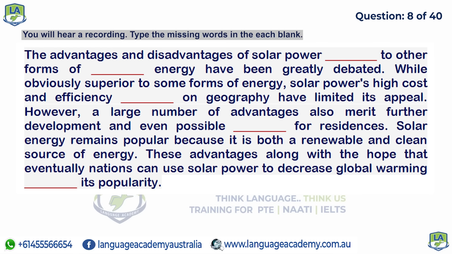The advantages and disadvantages of solar power compared to other forms of renewable energy have been greatly debated. While obviously superior to some forms of energy, solar power's high cost and efficiency dependent on geography have limited its appeal. However, a large number of advantages also merit further development and even possible adaptation for residences. Solar energy remains popular because it is both a renewable and clean source of energy. These advantages, along with the hope that eventually nations can use solar power to decrease global warming, ensure its popularity.